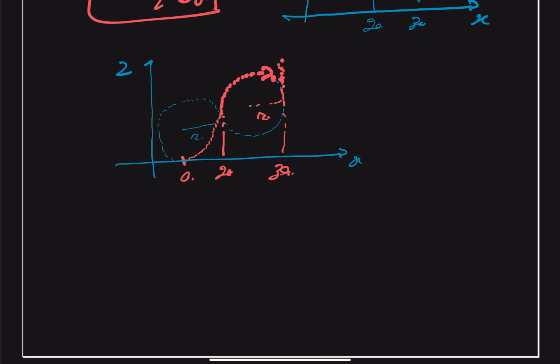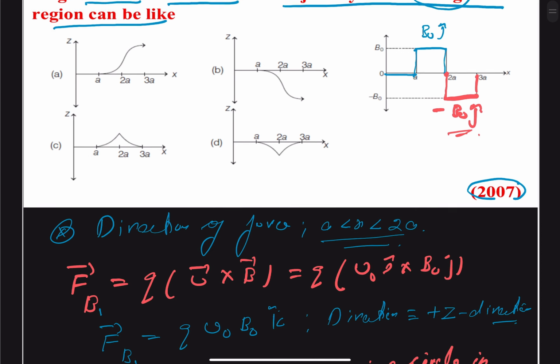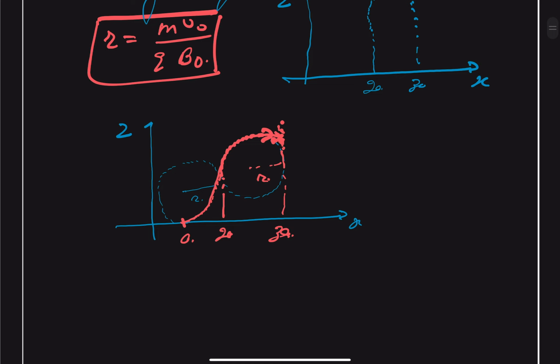Okay, so the actual shape will be something like an S curve, like this. So at least you can say that option A is the closest representative of that. So we get that option A is the correct one. Option A is correct. Next question.